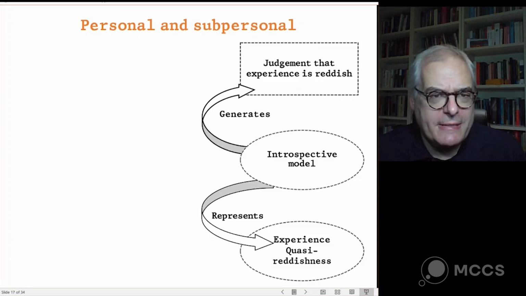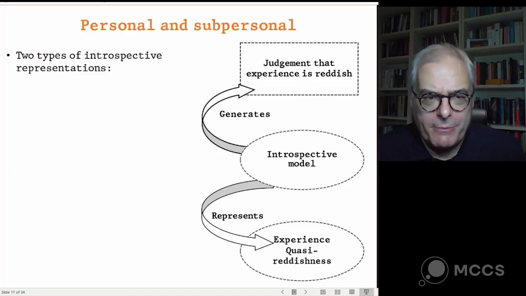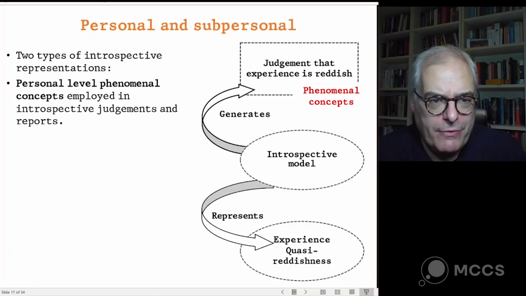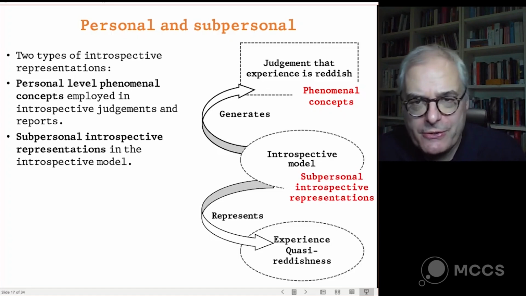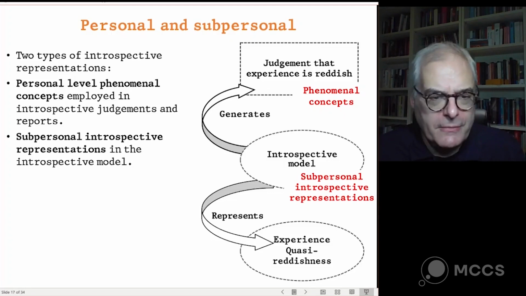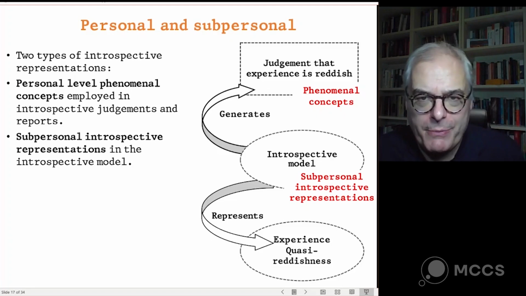And in this picture, there are two types of introspective mechanism, introspective representations. They're the personal level phenomenal concepts that are employed in our introspective judgments and reports. These are the concepts that we would express by saying, having a reddish experience, an experience with a reddish feel. And then there are also subpersonal introspective representations that are involved in the introspective model itself. Now, these representations are subpersonal. The model is constructed by brain systems, not by us, and the representational language involved is not one that we have any access to. It's some kind of brain language, a representational system employed by the brain at a subpersonal level.